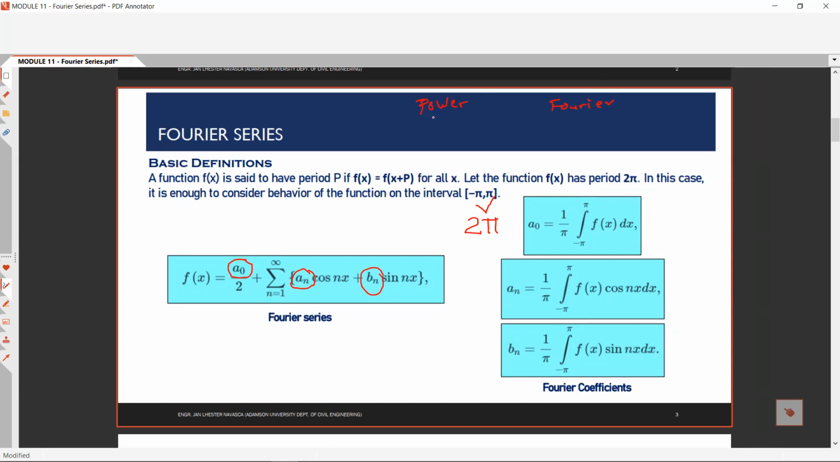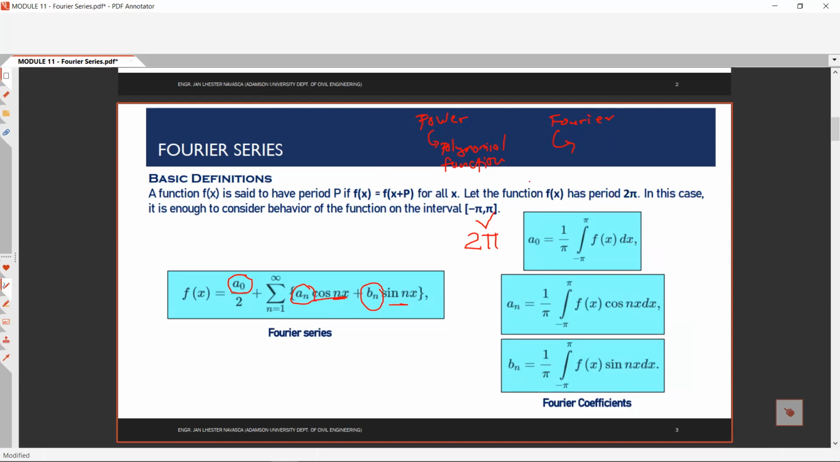The power series is a polynomial function, 'di ba? Its curve fitting, its way of representing a function of, let's say, e raised to x, is a polynomial function. Whereas dito naman sa Fourier, sabi niya you can represent any function as a sum of cosine x and sine x, or a sum of periodic functions. So periodic functions yung come up niya dito. So that is the difference between the two.